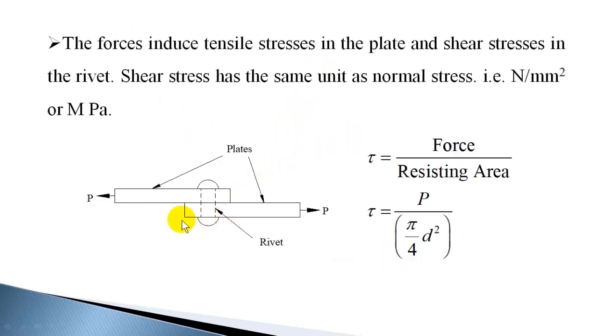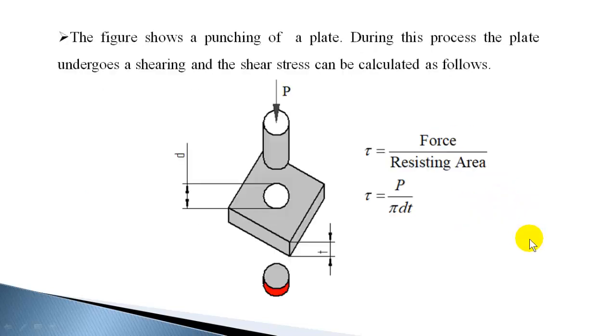So that calculation is shown here. When you take the rivet, the shear stress induced tau is, the force in this case is P, the force acting on the rivet, divided by the resisting area, which is the area of the cross section of the rivet, pi by 4 d square, which will give the shear stress induced, and the notation used here is tau. The unit of shear stress is also Newton per mm square.